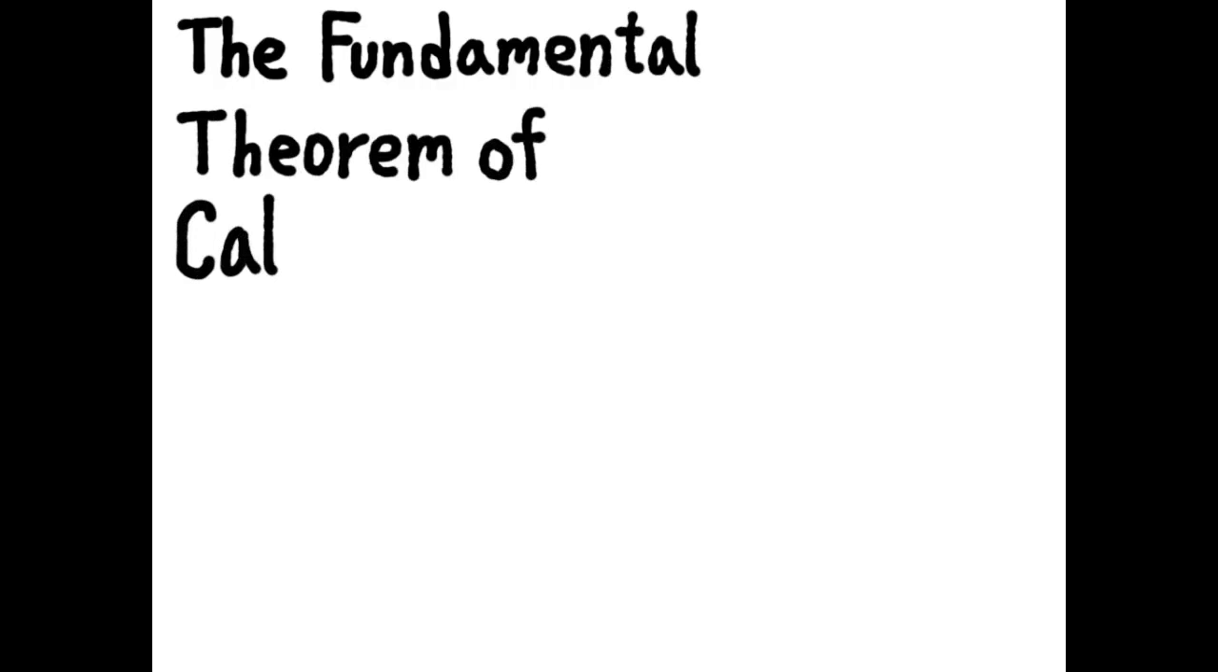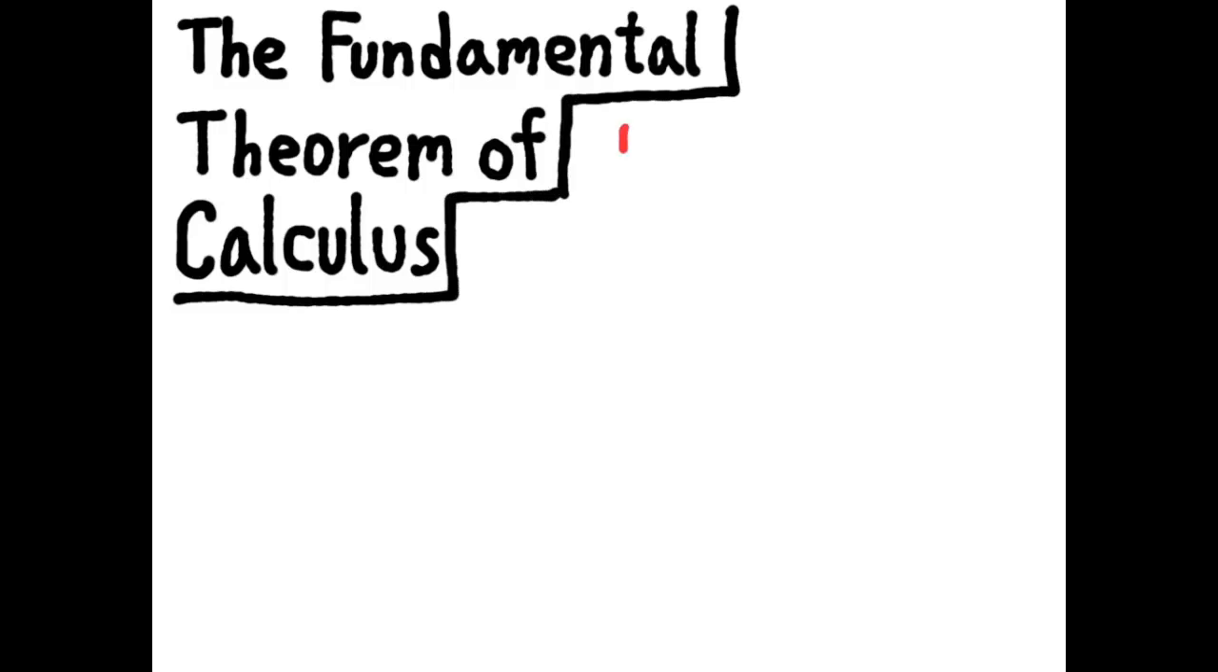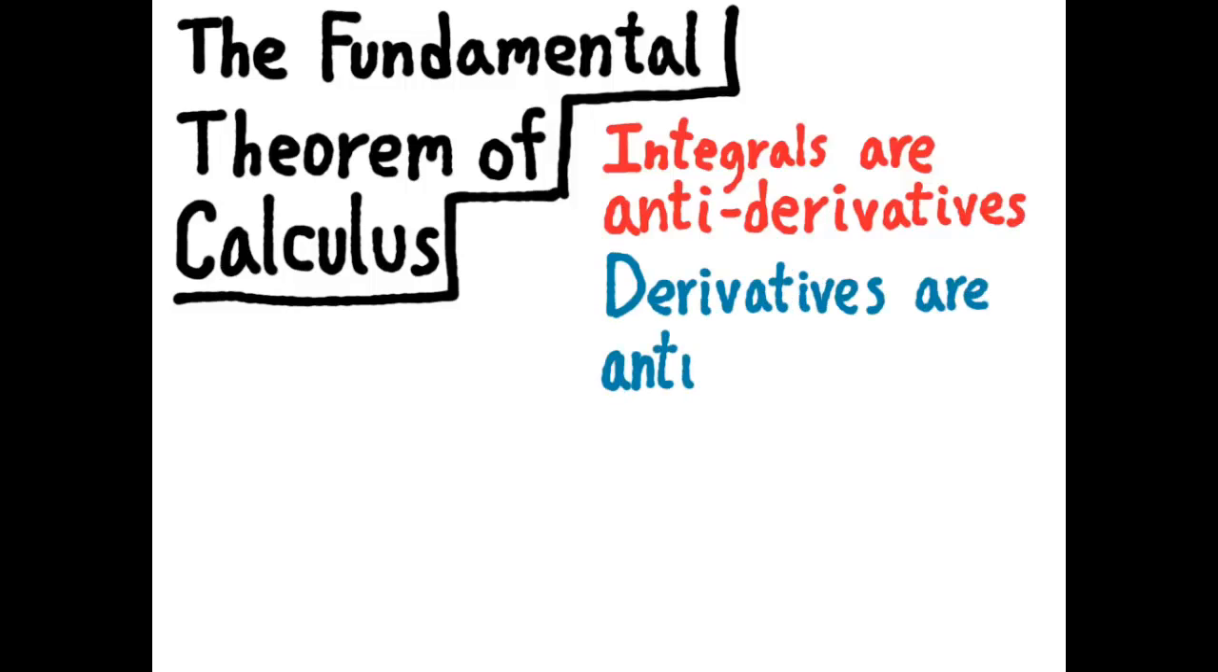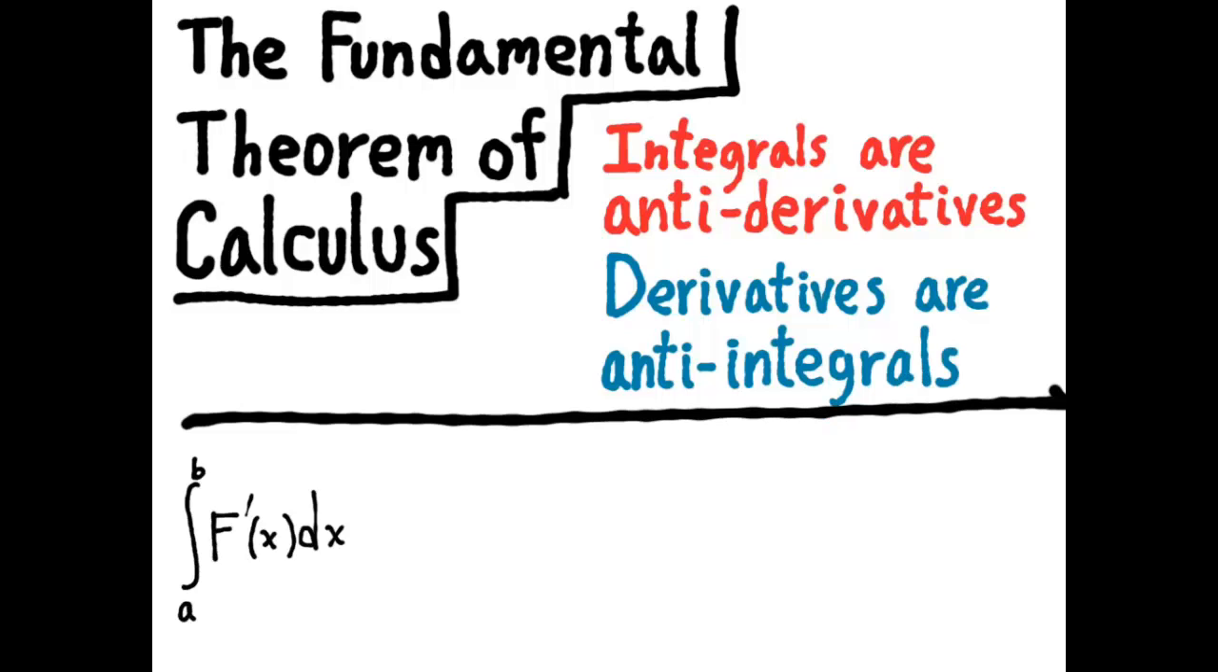First, I'm going to state it informally. The fundamental theorem of calculus informally says that integrals and derivatives are backwards processes from each other. Integrals are antiderivatives, and derivatives are anti-integrals. Now, to write that in formulas, we would say the integral from a to b of a derivative of f with respect to x is equal to the function f evaluated at b and a and subtracted.